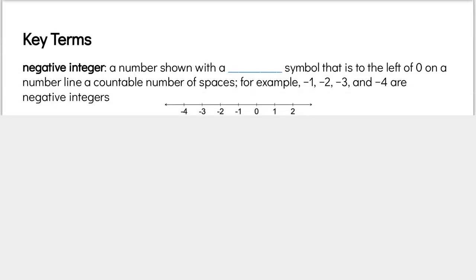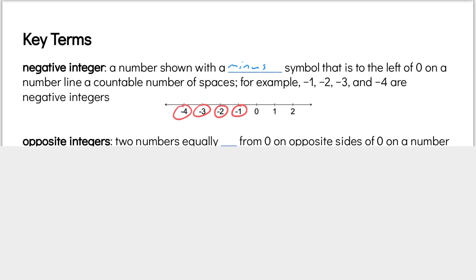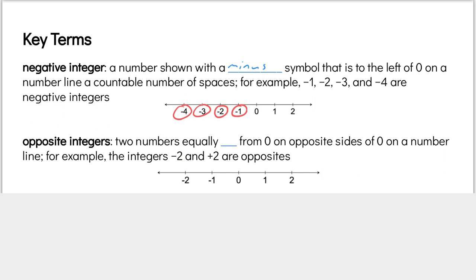The first key term we've got is a negative integer, a number shown with a minus symbol that is to the left of 0 on a number line, a countable number of spaces. For example, -1, -2, -3, and -4 are all negative integers. So let's circle all of the negative integers on here, remembering that they do keep going on to the left an infinite distance.